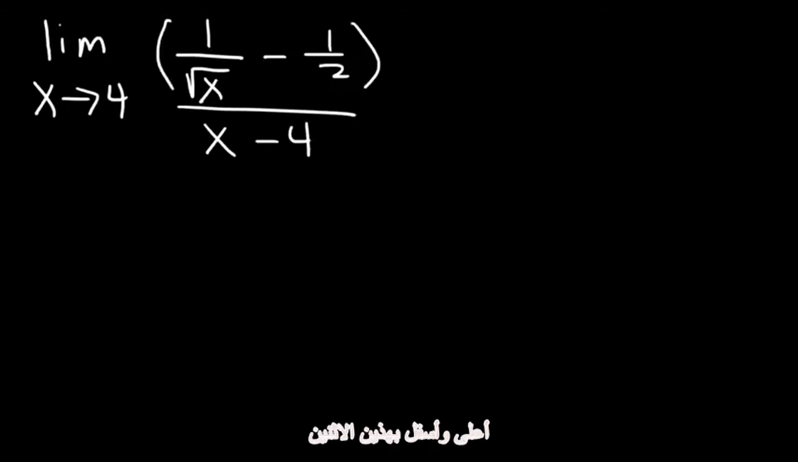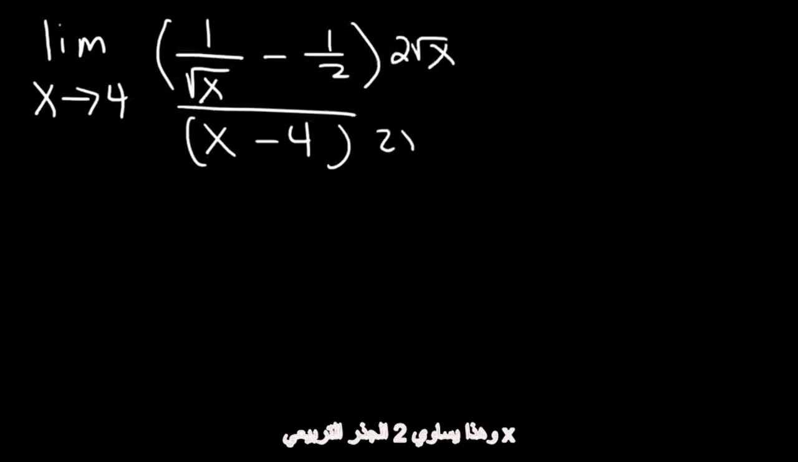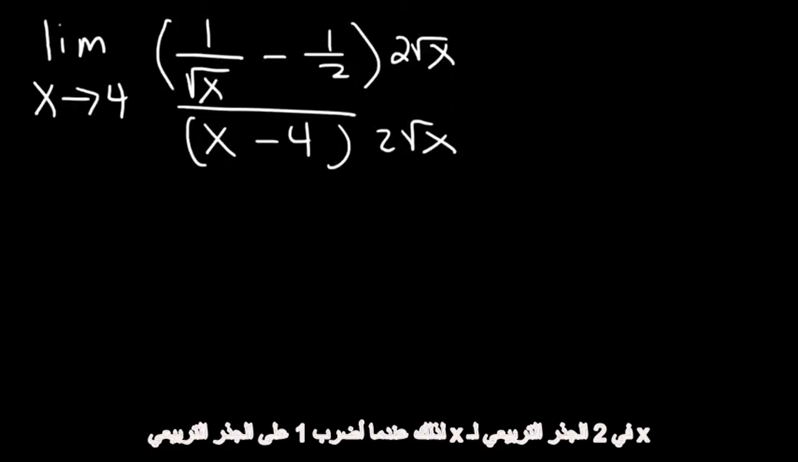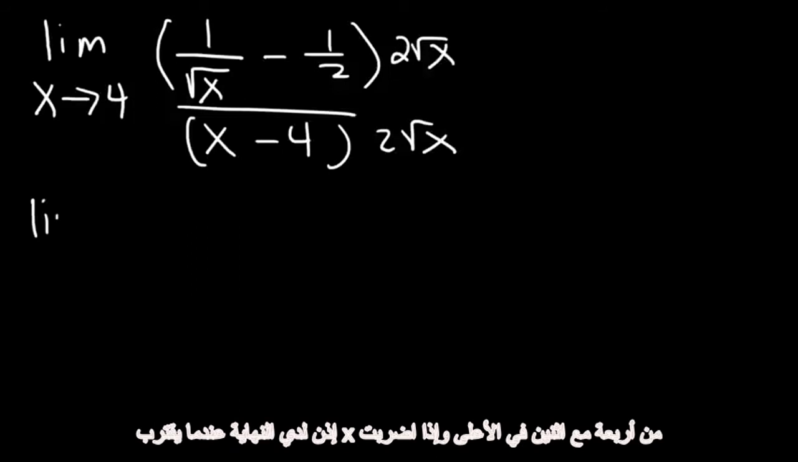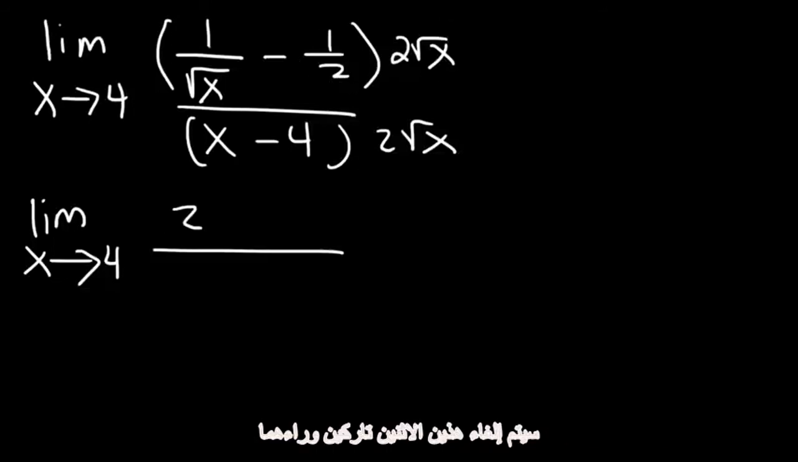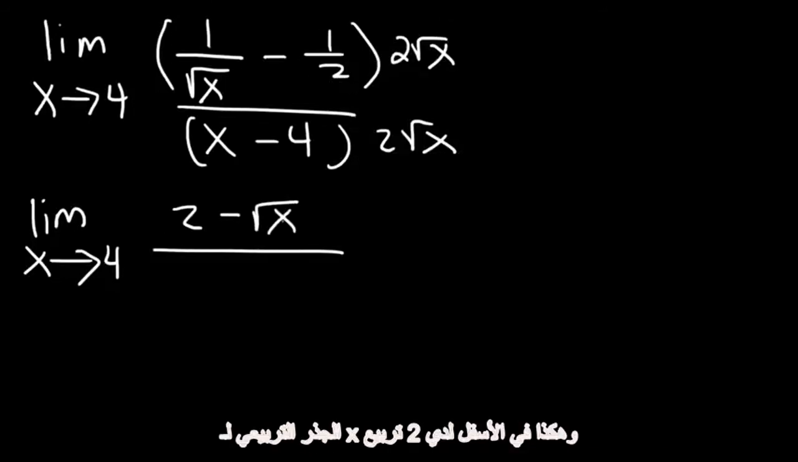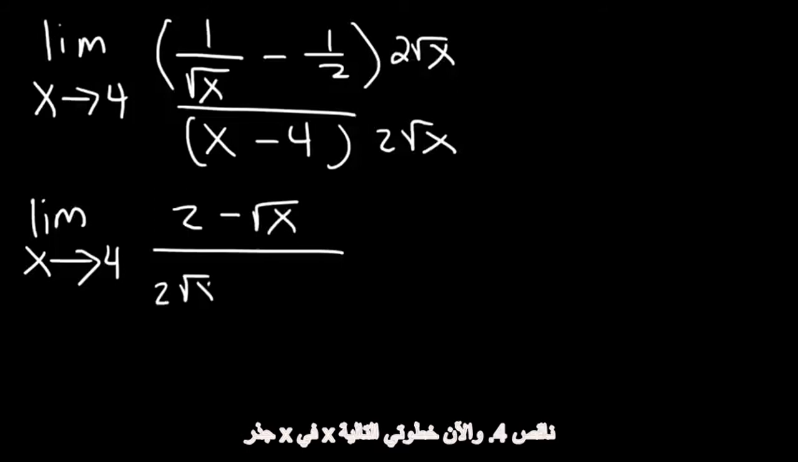So I'm going to multiply the top and the bottom by these two. That is by 2 square root x. So when I multiply 1 over square root x times 2 square root x, the square root x terms will cancel, leaving behind positive 2. So I have the limit as x approaches 4 with a 2 on top. And if I multiply these two, the 2's will cancel, leaving behind the square root of x. And so on the bottom I have 2 square root x times x minus 4.